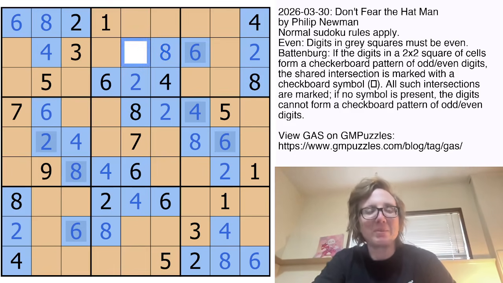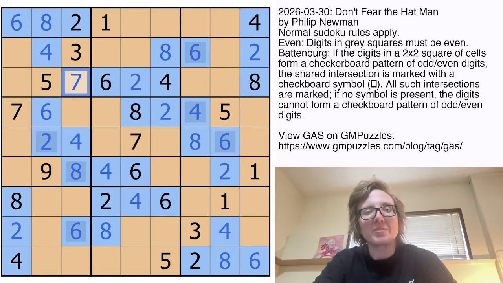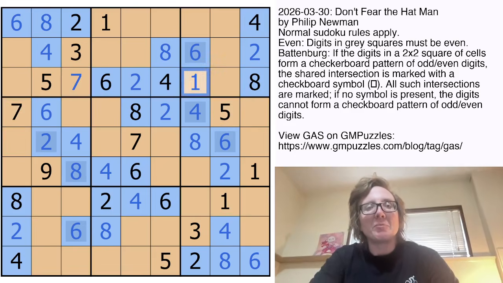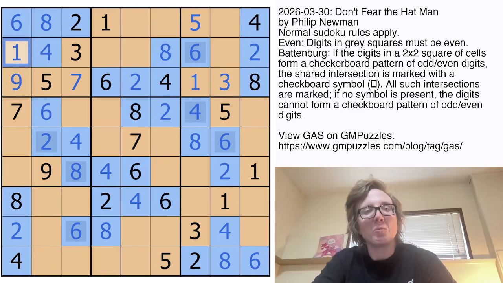So now we just have a puzzle where we have to figure out where to place all of the odd digits. There's a 7 there, so the only place we can put a 7 is right here. We have a 1 and a 5 here. That means we place a 1 and a 5 there. In this row, we need a 9 here and a 3 here. Finish this region with a 1. These are going to be 7 and 9.